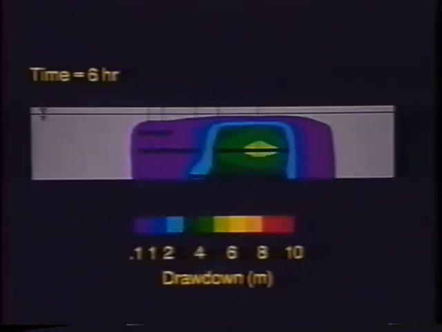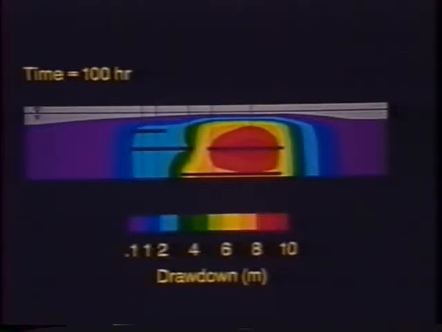After about 6 hours, the drawdown distribution looks something like this. Then we can continue pumping and simulating. After about 100 hours, we get to a fairly steady distribution of drawdowns. If we want to look at groundwater flow directions, we can think of groundwater moving along the color spectrum from areas of low drawdown to areas of high drawdown.